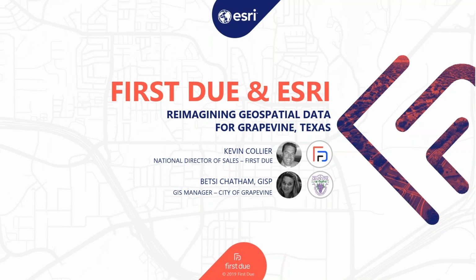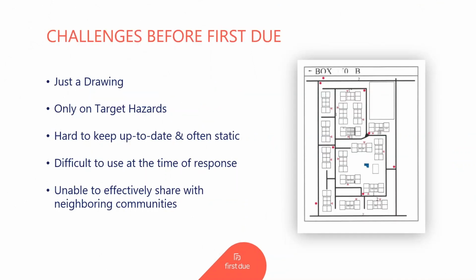This is Betsy Chatham from the city of Grapevine. I'm the GIS manager here, and we wanted to share the product First Due, which is a business partner with Esri. As Mike Cox had explained, it's kind of a suite of different things for public safety, and we wanted to take you along our journey on how we implemented this. Okay, so I came to the city of Grapevine just a few years ago, and as a GIS manager, I had many departments to tend to, and pre-fire plan was a very high priority on my list.